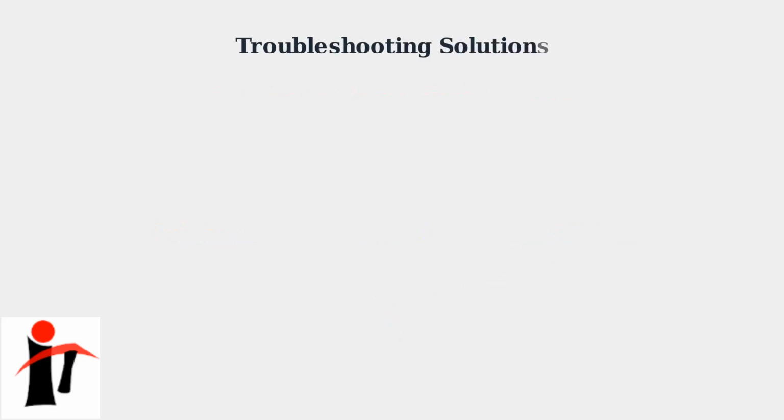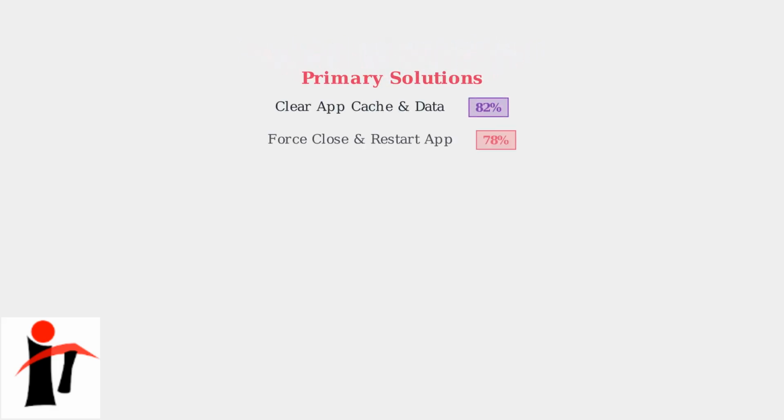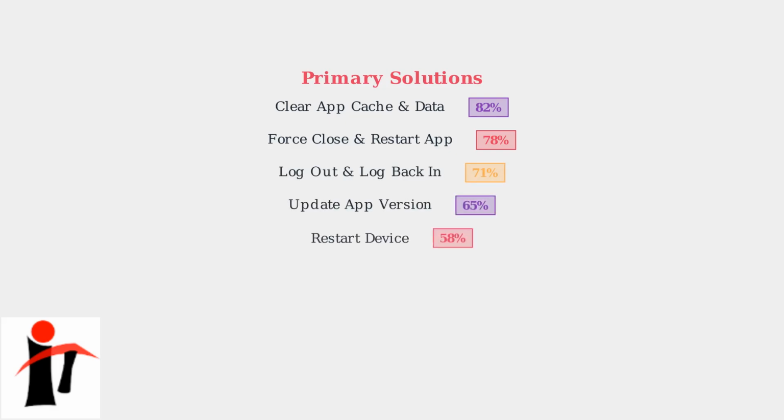When you encounter the Instagram red circle glitch, there are several proven troubleshooting methods you can try. We'll start with the most effective primary solutions. Here are the 5 primary solutions ranked by their success rates. Clearing the app cache and data has the highest success rate at 82%, followed by force closing and restarting the app at 78%.